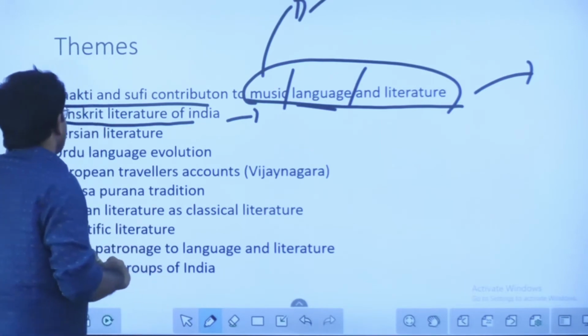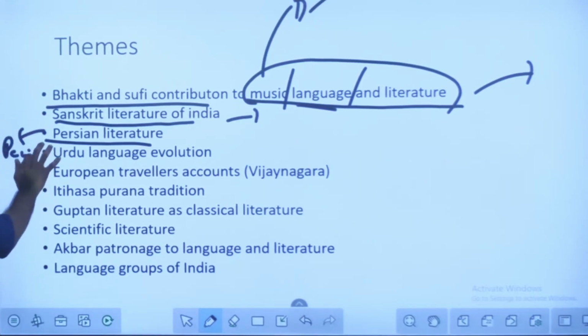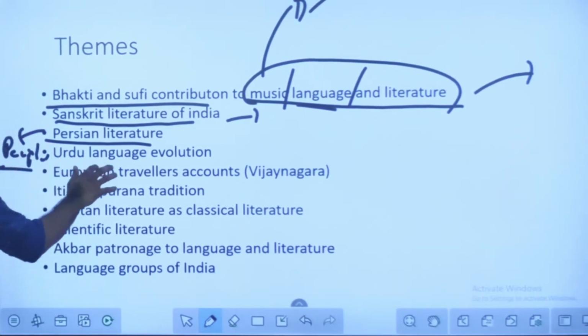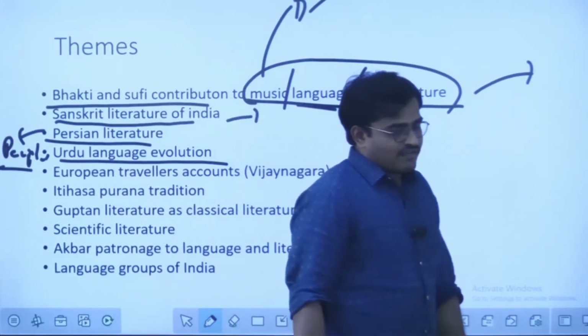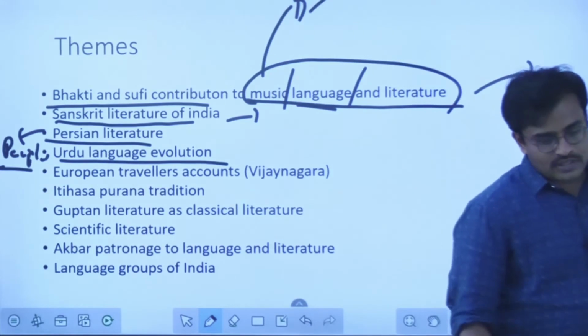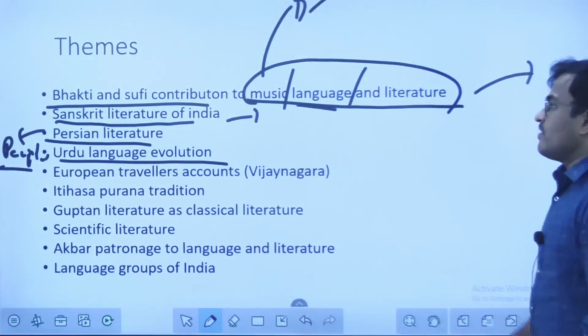Then just have a look at the Persian literature of India too. I have given it. Persian literature, just have a look. Not very important. This is very peripheral, least important. But for Urdu language evolution, there is a possibility of a question, because there is a phase-wise evolution of the Urdu language. It did not develop at one go.